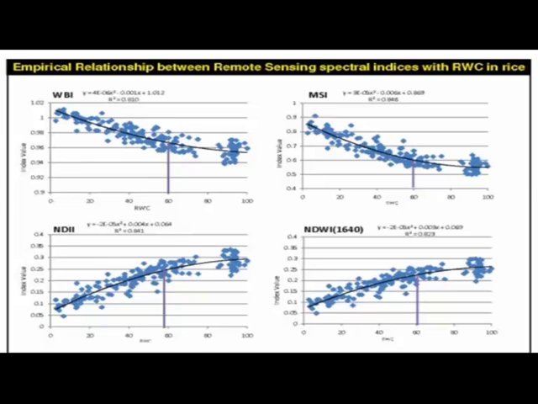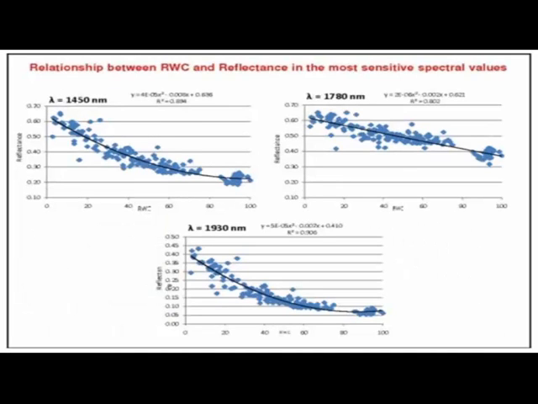With a correlation analysis also, one can look at these sensitive bands. As I told you, 1450, 1780, 1930 are very sensitive water absorption bands. You can develop the prediction equations quickly, and in situ relative water content measurement can be done using only these sensitive bands, not the whole spectrum. That's where the message goes.